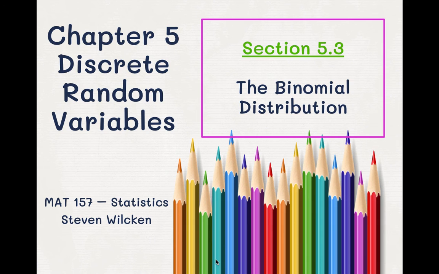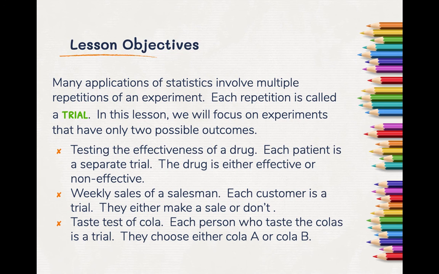We're going to finish up Chapter 5 with Section 3. Section 3 is on the binomial distribution. So, let's get a little grounding into what this is about.